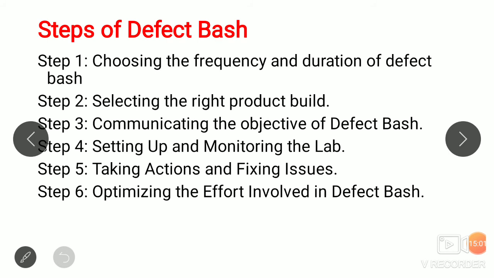Now we will see the steps of the defect bash. Total 6 steps are there. The first step is choosing the frequency and duration of the defect bash. Here defect bash is an activity involving a large amount of effort and huge planning. Large amount of effort means it involves a large number of people, and huge planning is evident from the different types of steps.